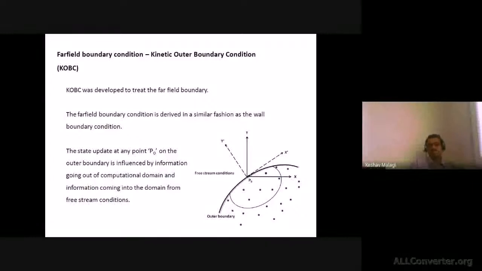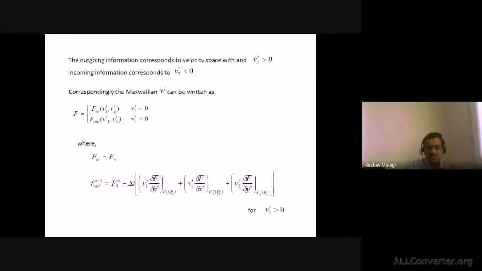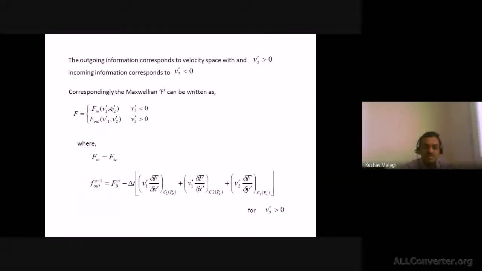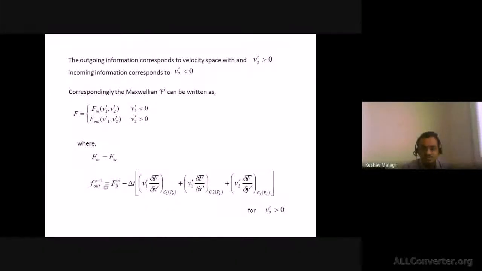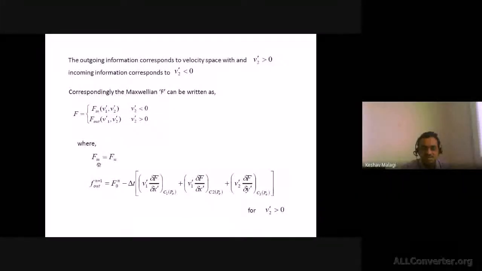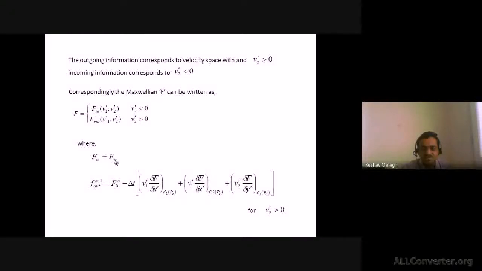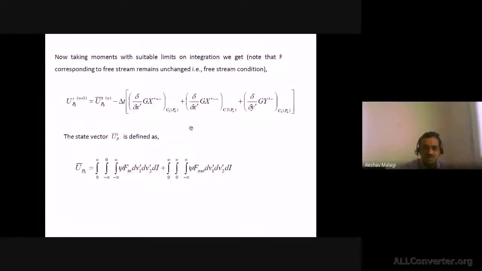Similarly, in the outer boundary condition, you can split the information. At the outer boundary, outside the domain, the free stream is already defined. Inside, the flow field is defined by whatever data is there on the inside. If you respect these two points, you can split the Maxwellian into the incident part which is outside and the part which is inside. So the outside part is known, and the inside part can be derived from the data that is inside. If you define F inside and F outside, one is free stream, one is inside, you will obtain the state update equation.